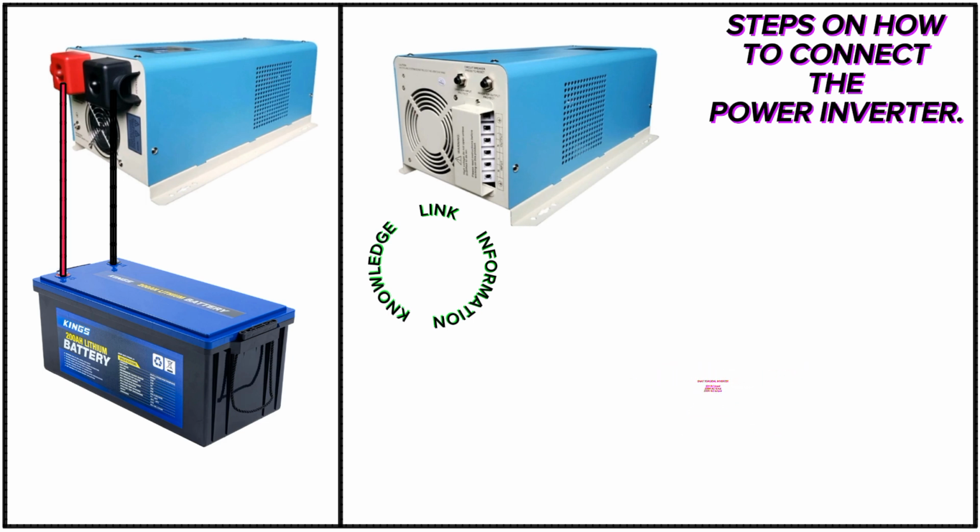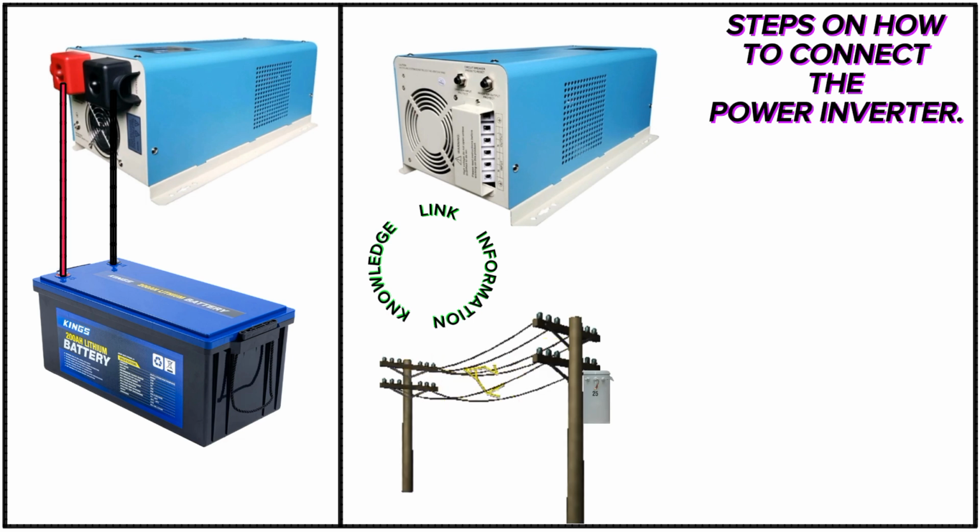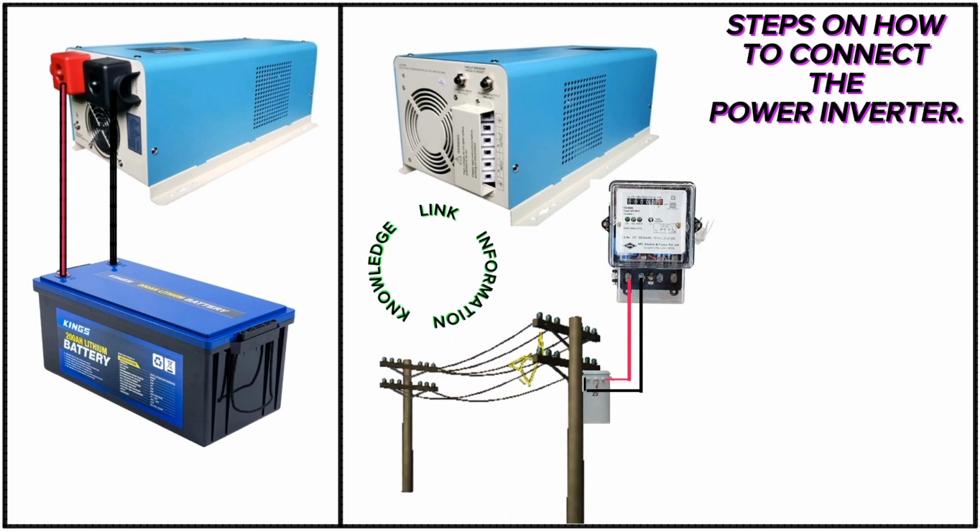Number 3. Find out the electrical grid voltage that's similar to the AC input of the inverter. The AC from the grid must be 220 volts if the inverter AC input is 220 volts, because some power inverters have AC input of 110 volts and 220 volts. We already have the existing AC voltage from the electrical grid transformer going to the kilowatt meter of our house.